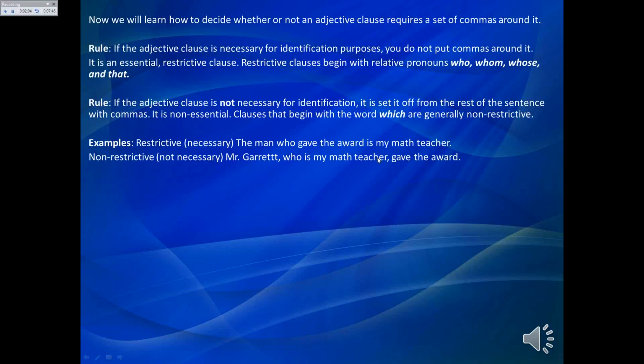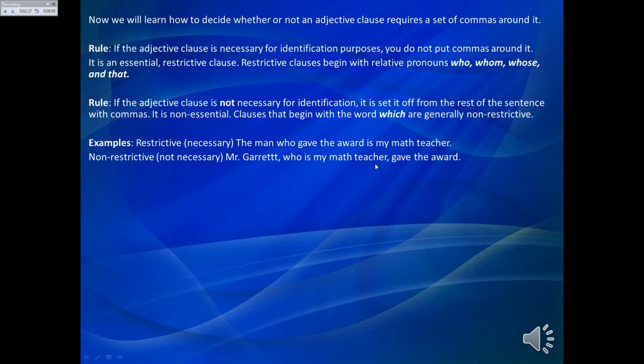So let's just take this out. And then I say, Mr. Garrett gave the award. Do you know who I'm talking about? Of course you do. Whether there's 10 or 15 men, if I say Mr. Garrett gave the award, you know who I'm talking about. Mr. Garrett. I have his name. I do not have to have this information in order to identify who I'm talking about.